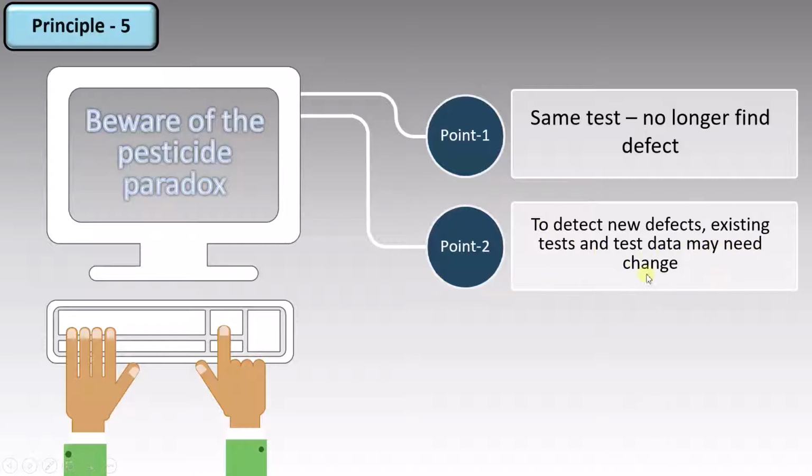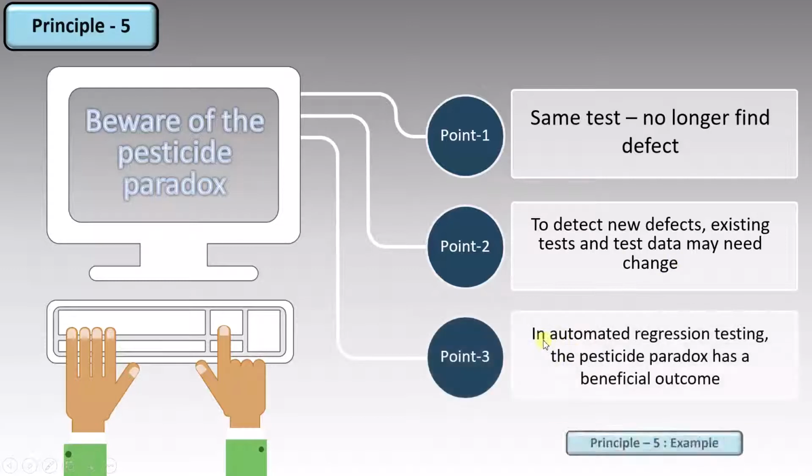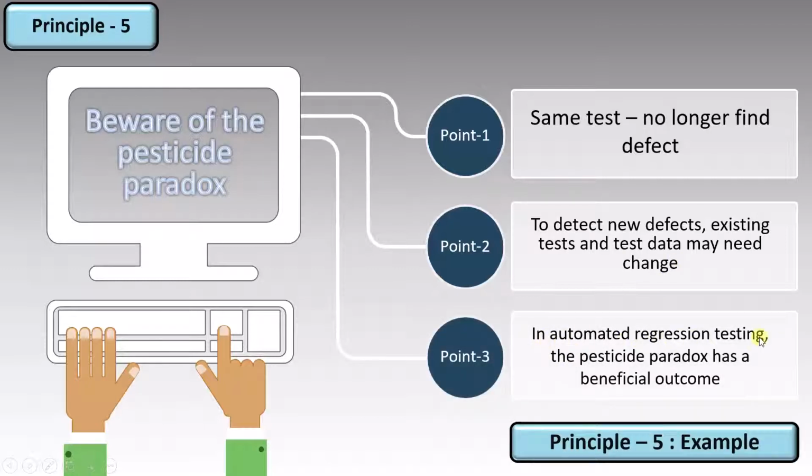So, you either have to update the test case or the data in it to be able to find new defects. And the third point is when you're performing automated regression testing, the pesticide paradox has a beneficial outcome.